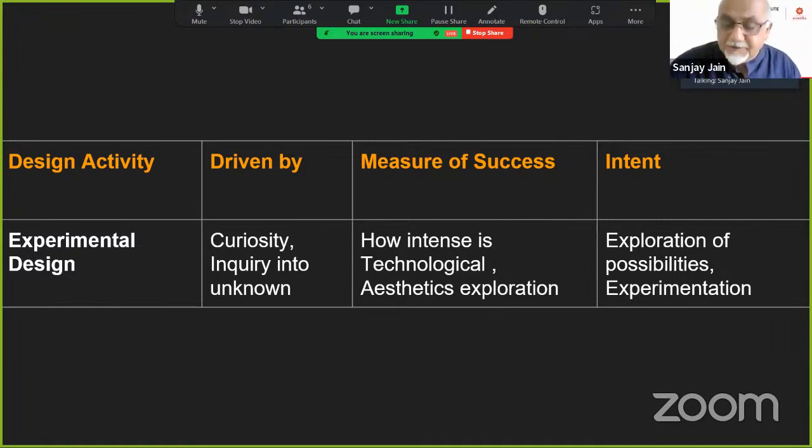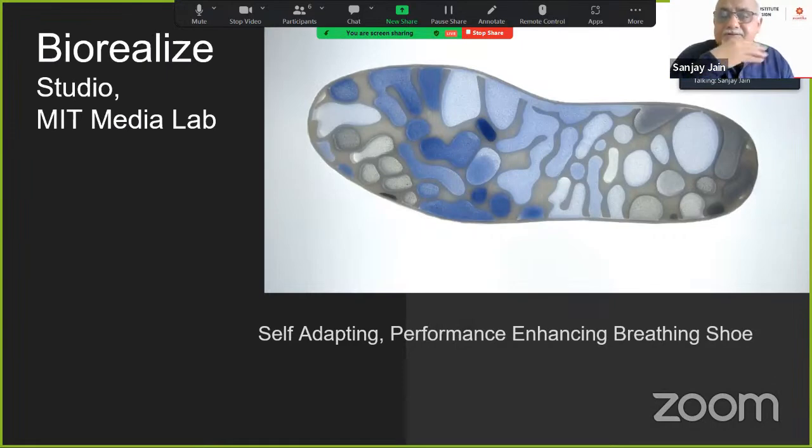Yeah. So the example of this would be, for example, there's a product which is basically a shoe, which is something which breathes. Yeah, the shoe breathes. It self adapts based on your foot topography and also your age and gender. And this is something which was developed by BioRealize, a studio in MIT Media Lab. MIT Media Lab is an organization which works upstream in terms of exploring design and technology and science. So this is a breathable shoe which you can wear and adapt yourself to various terrains or various contexts. So this is basically an exploration in materials, in terms of sensors, in terms of human capabilities, and is basically exploratory design. Yeah.